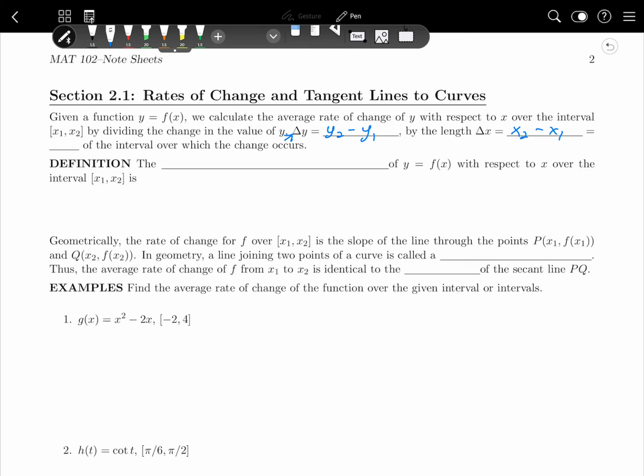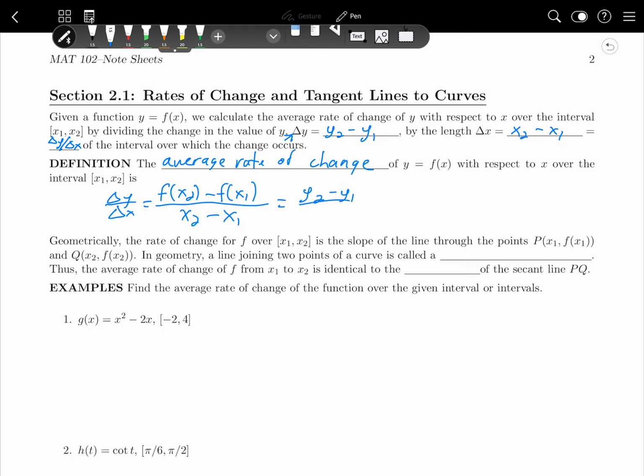So the definition of average rate of change: this blank is delta y divided by delta x. The average rate of change of y equals f of x with respect to x over the interval x sub 1 to x sub 2 is delta y over delta x equals f of x sub 2 minus f of x sub 1 over x sub 2 minus x sub 1, which is the same thing as saying y sub 2 minus y sub 1 over x sub 2 minus x sub 1.